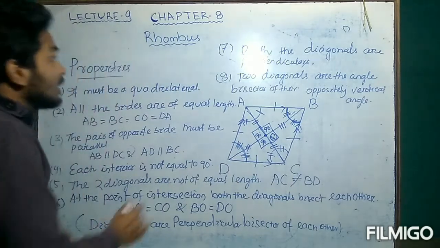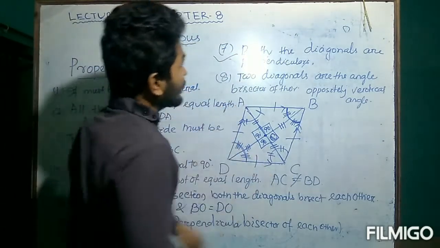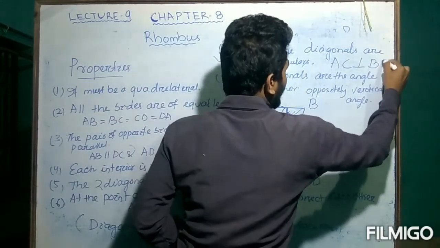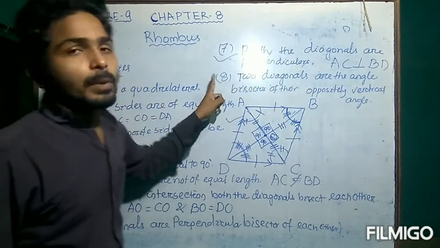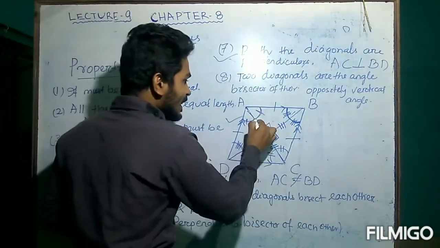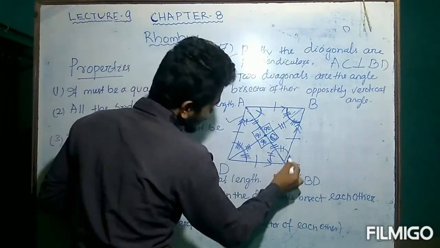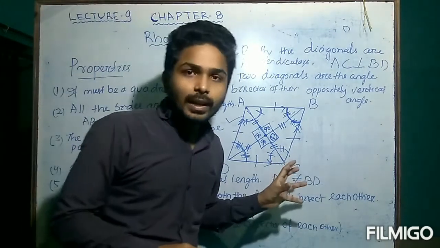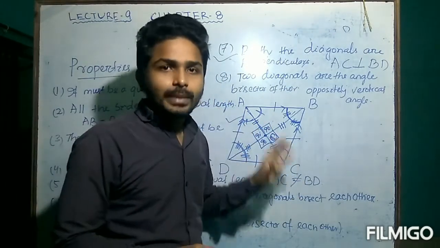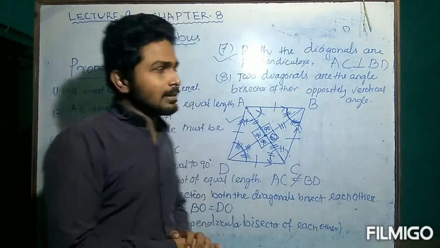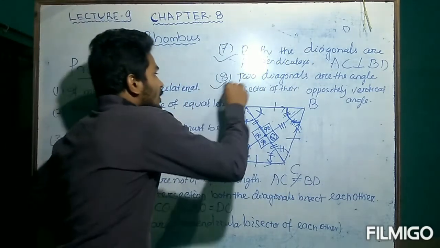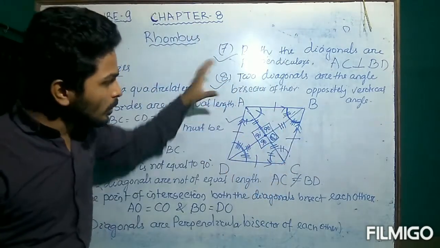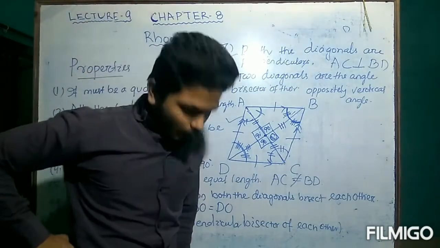For this case, simply for property 7, you have to write that diagonal AC is perpendicular to diagonal BD, for this figure. Similarly, for property number 8, you have to write this angle is equal to this angle, this angle is equal to this angle, this angle is equal to this angle, this angle is equal to this angle. So the two diagonals are perpendicular, and they are the angle bisectors of their oppositely vertical angles. Okay, so these are the 8 properties of a rhombus, and a quadrilateral has to follow all these 8 properties in order to be a rhombus.